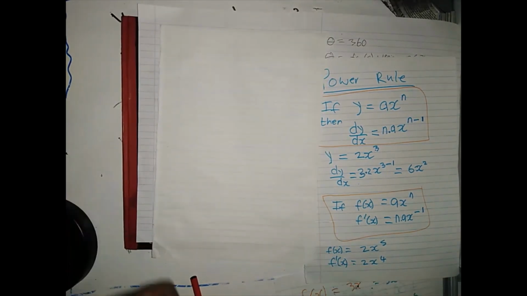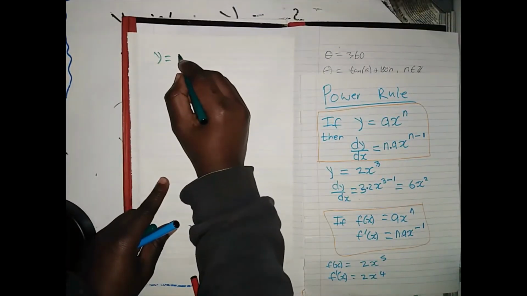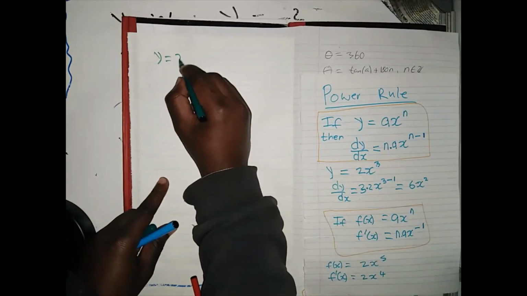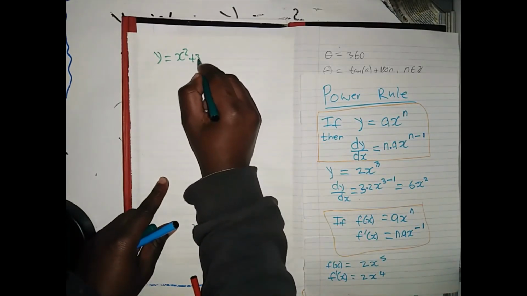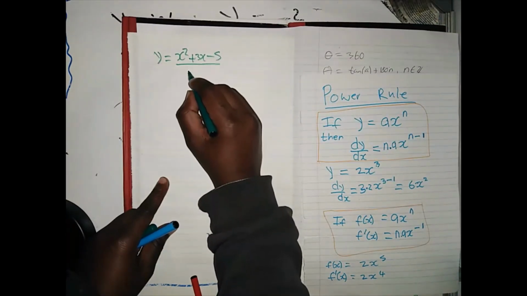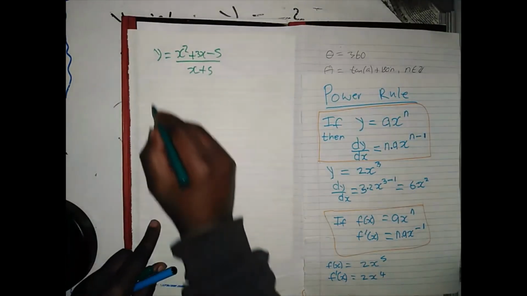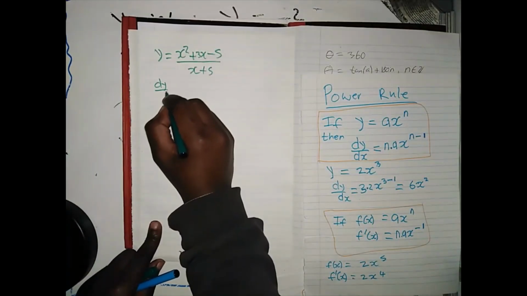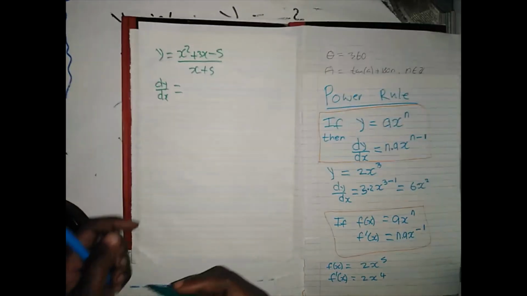Let's do another example, and then close shop after that. Let's say we've got y, which is equal to x squared plus 3x minus 5 all over x plus 5, and then they say find dy over dx. So how do you then go about here?